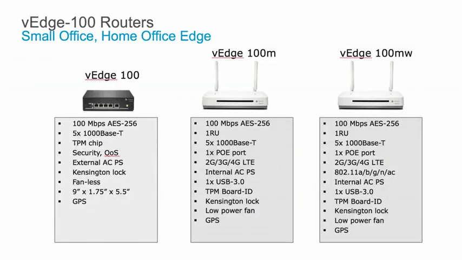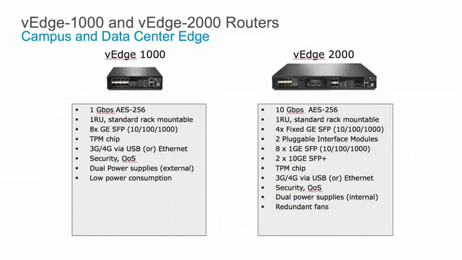Taking a little bit of a deeper look into the characteristics of the Cisco vEdge 100 family line, this family consists of 3 models. There's an Ethernet-only model, a 4G LTE only, and a 4G LTE plus Wi-Fi model. They all come with 5 10/100/1000 based copper ports. The vEdge 1000 and 2000 routers are displayed here.